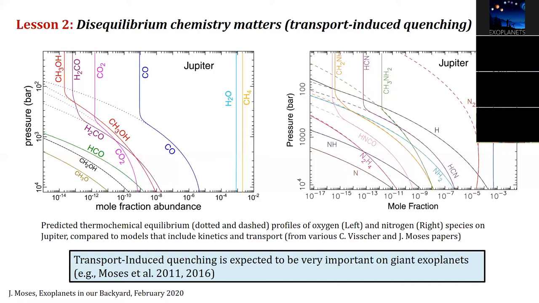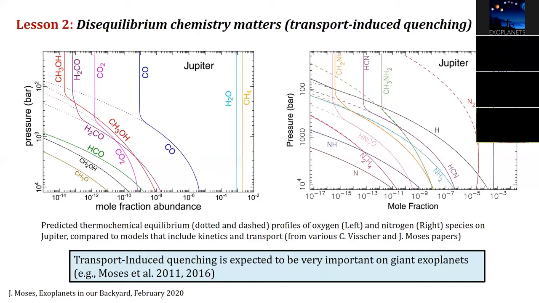And so when the transport timescale drops below the chemical kinetic conversion timescale between these different forms of the element, you can sort of freeze in that composition, or quench it there. And everything gets quenched at that point. So the CO, the water, and the CH4 do. And there's also a similar case for nitrogen at different depths.